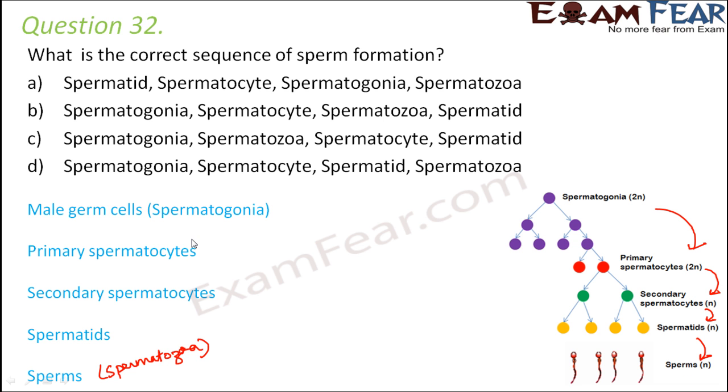So what is the correct sequence? First is spermatogonia, then spermatocytes, then spermatids, and then spermatozoa. So that is option D.